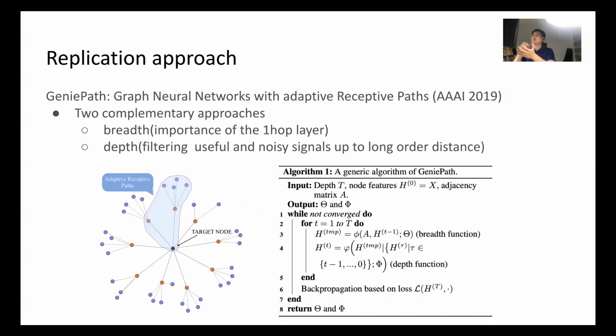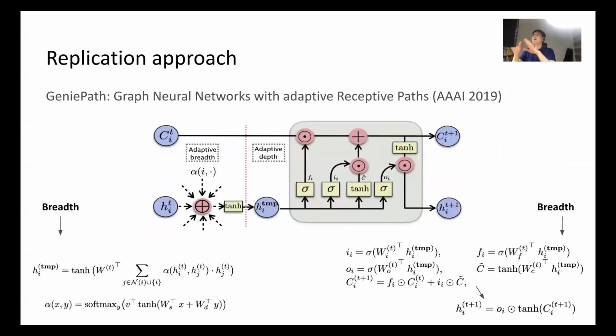The GeniPath has two functions. They define the breadth function pi and the depth function rho. In detail, the adaptive breadth function pi assigns the importance of any one-hop neighbors by a generalized linear attention operator, and the adaptive depth function rho uses gate units. The gate units are used for extracting newly useful signals, filtering useless signals, or memorization. As such, they can filter the memory while extending the depth of the neighbors.